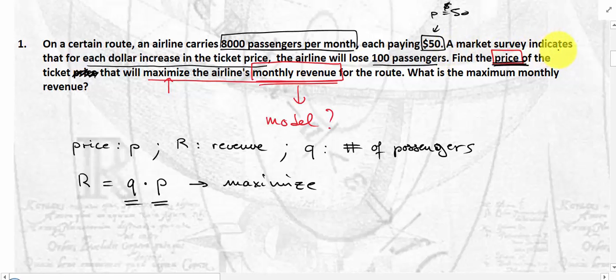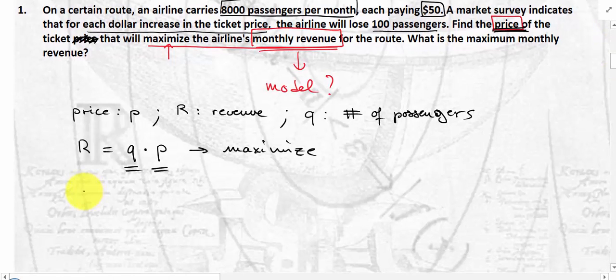A market survey indicates that for each dollar increase in the ticket, the airline will lose 100 passengers. So this is the main thing in the problem. There is a relation between the ticket price, between P and Q, right?